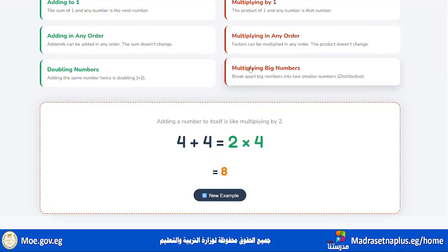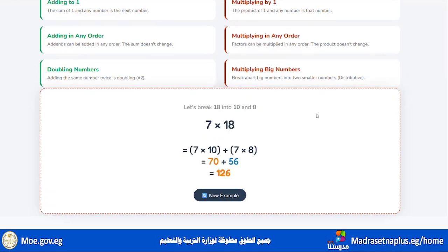What about multiplying big numbers? Yes. How to times big numbers by using the distributive property. Take 7 times 18. By splitting 18 into 10 and 8, that means 7 times 10 plus 7 times 8. 7 times 10 equals 70. 7 times 8 equals 56. 70 and 56 equals 126.